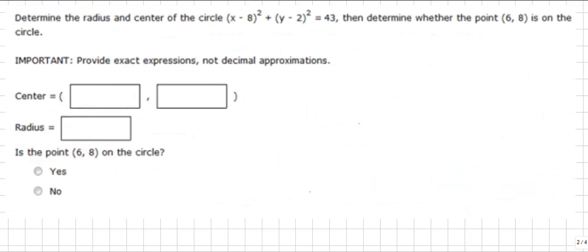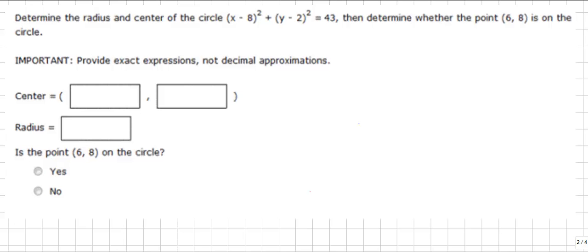Okay, let's take a look at an actual question. It says determine the radius and the center of the circle with equation x minus 8 quantity squared plus y minus 2 quantity squared equals 43, and then determine whether the point 6, 8 is on the circle. Provide exact expressions, not decimal approximations.